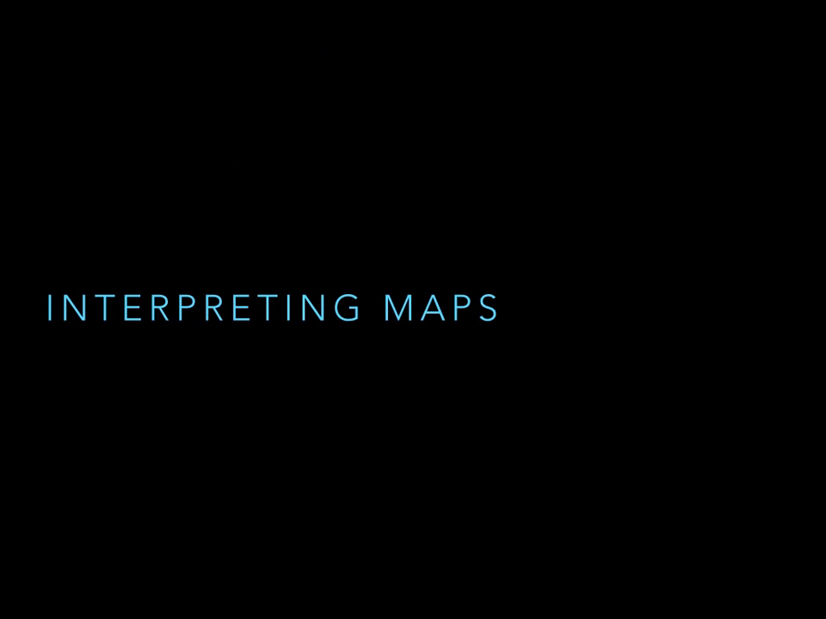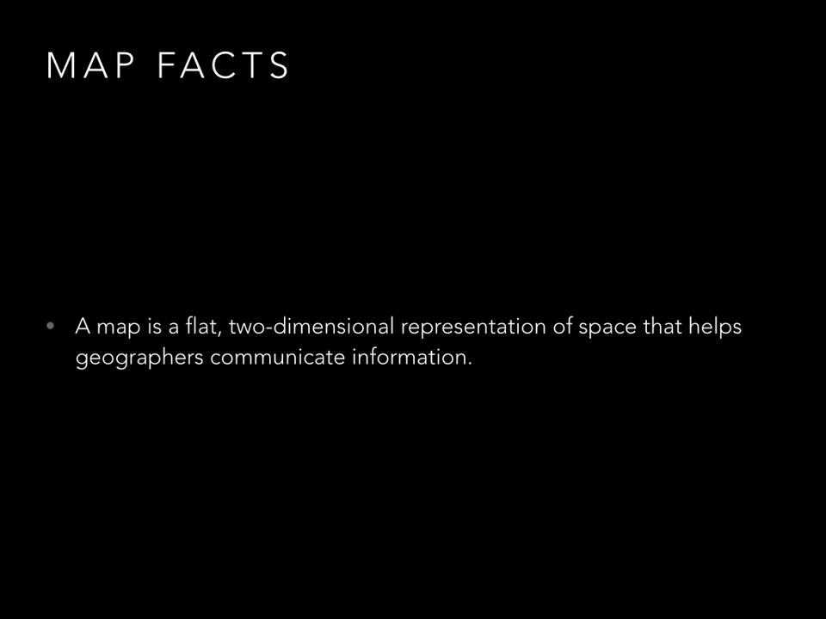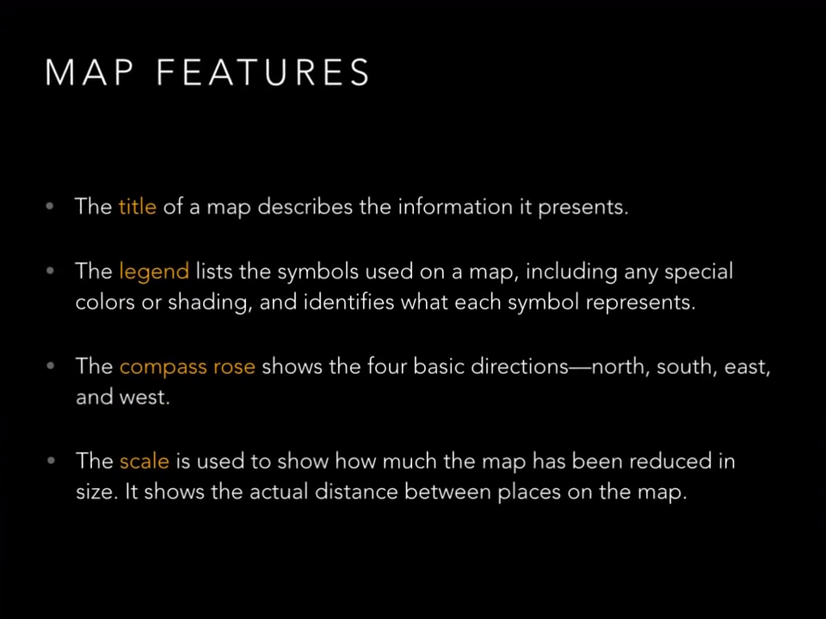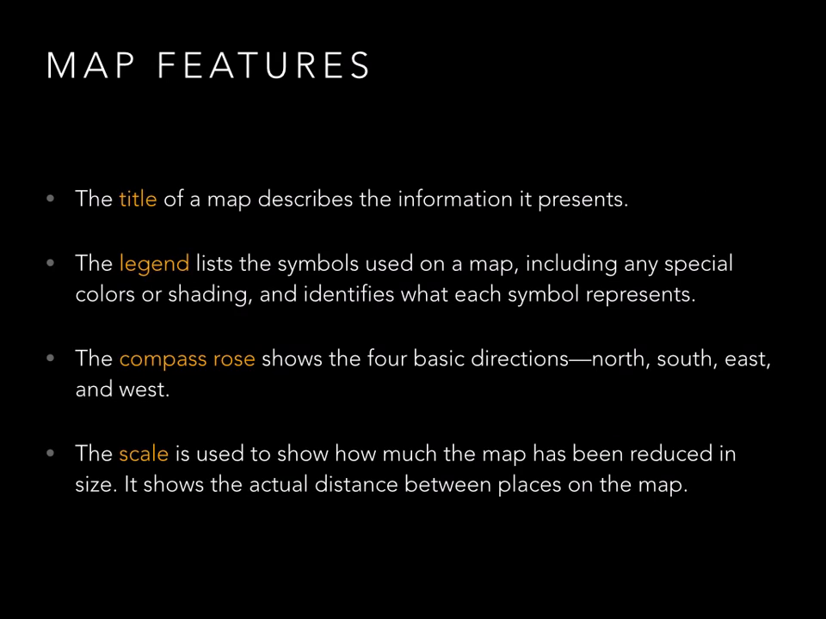Interpreting maps. Map facts. A map is a flat, two-dimensional representation of three-dimensional space. This helps geographers communicate information. Map features. The title of a map describes the information that it presents. Usually you also find a legend on a map, and it lists the symbols that are used, also including any special colors or shading, and it will identify what each symbol represents.